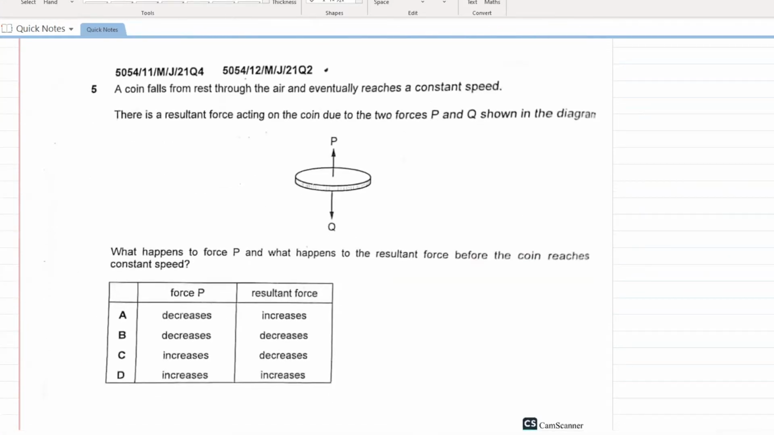A coin falls from rest through air and eventually reaches a constant speed. So a coin was starting from rest, that is u is equal to 0, and eventually reaches a constant speed.